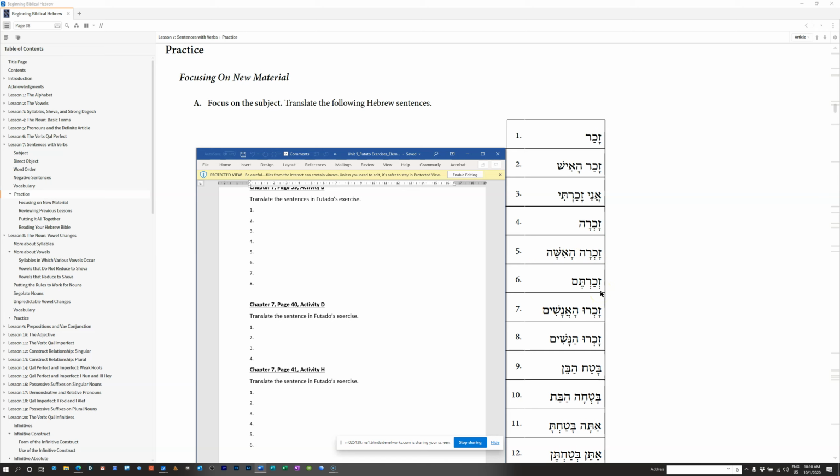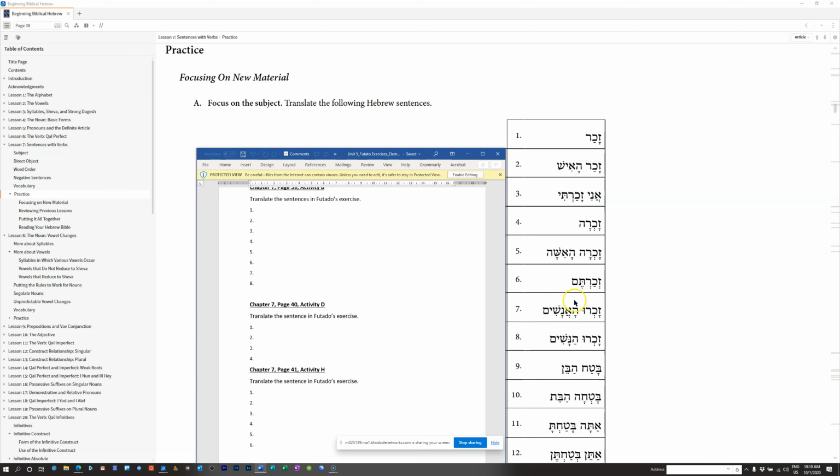Number 6, zachartem. Zachartem remembered. But here, this particular form, the tem suffix applies specifically to the 2MP. So second person masculine plural. You all, sirs. You all masculine. You remembered.